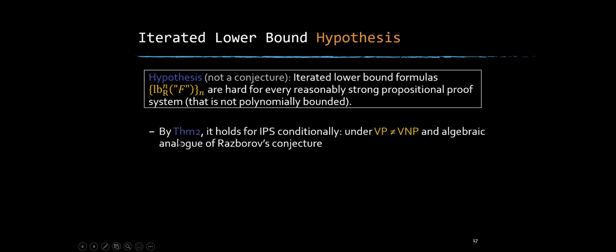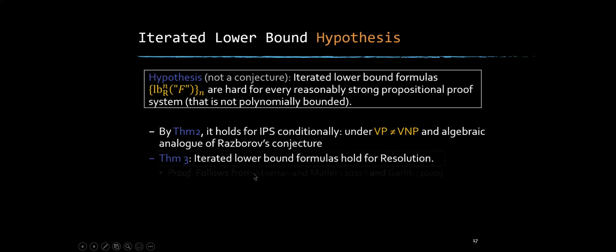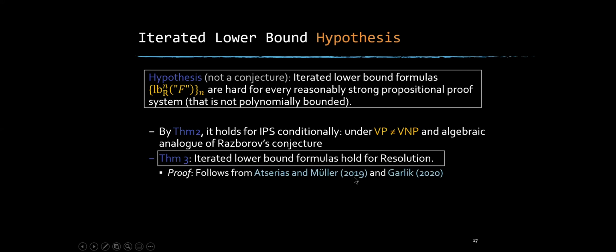So first, by theorem 2 that I've just described, it actually holds for IPS conditionally on the algebraic version of Razborov conjecture. But actually, if you consider also resolution, this popular refutation system, it holds for this. And this hypothesis holds for resolution because of Atserias and Müller's result and Garlík's result from 2020 and 2019, respectively. So we have some initial justification for this hypothesis.